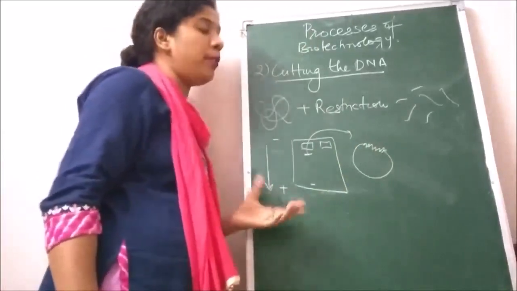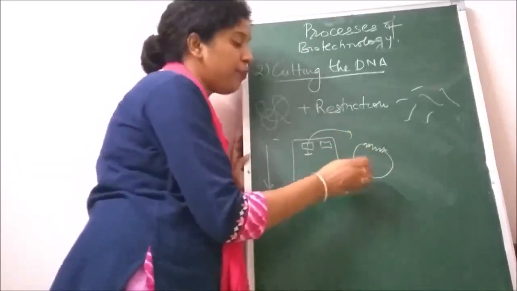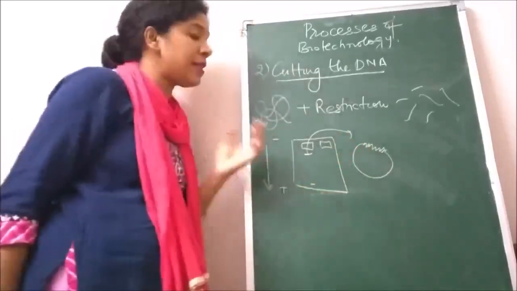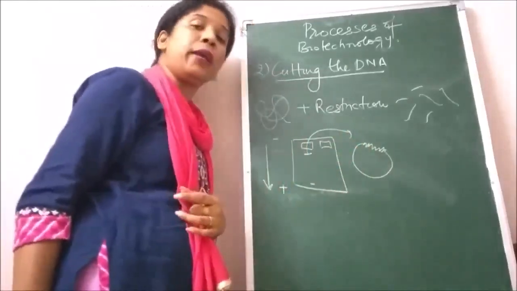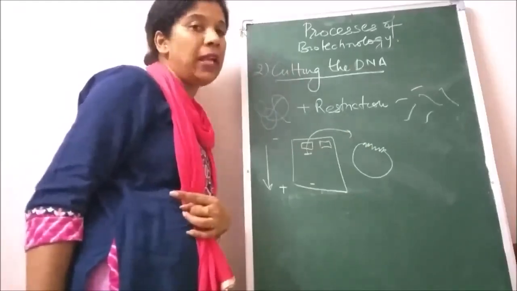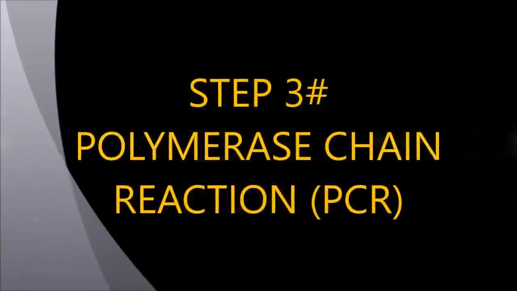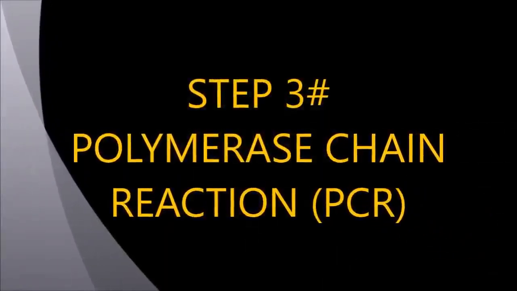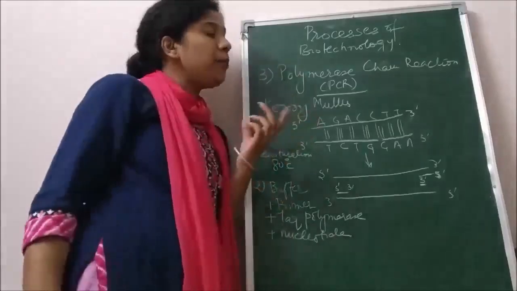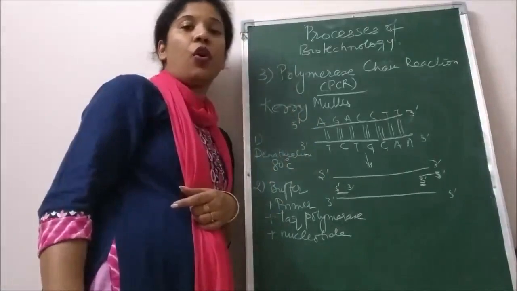And now this recombinant molecule has to be amplified, or before recombination, if you want, you can amplify this particular DNA using a technique which is called PCR. The third method is the polymerase chain reaction, which is also called PCR.